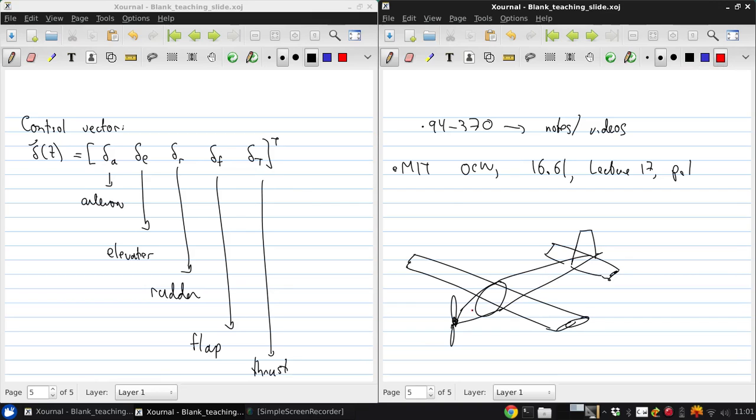The longitudinal axis of the aircraft, which is what we've been calling the X-body axis, points along the fuselage direction, and roll is defined about this axis, and this is actuated by ailerons, which are located on the outboard section of the wing.